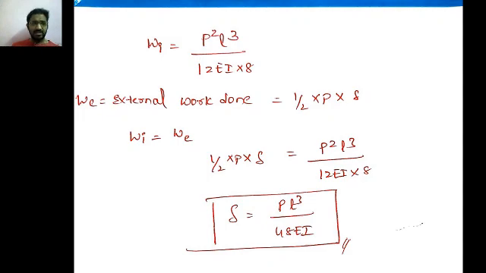What is the external work done? Simply half into load into deflection. From the starting I am saying half into load into deflection. When you equate internal strain energy to external work done and separate the delta, we get PL cube by 48EI. What is the formula for a simply supported beam carrying a point load at the center? WL cube by 48EI. So from these strain energy concepts also we can get the formula: PL cube by 48EI.